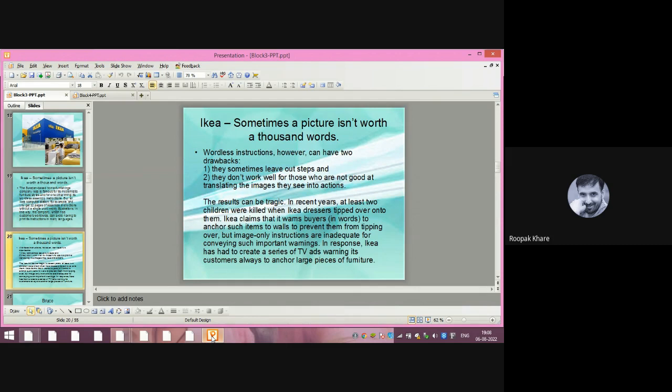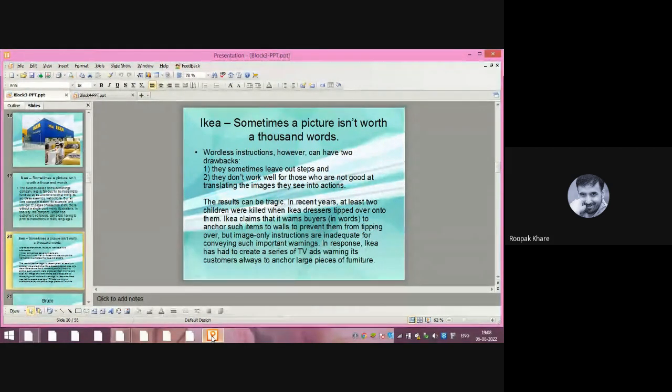In recent years, at least two children were killed when IKEA dressers, so dressing table is called dresser, tipped over onto them. The dressing table fell over some children, and two children got killed in similar incidents, separate incidents, right? IKEA claims that it wants buyers to anchor such items to walls to prevent them from tipping over. So IKEA said that they had given instructions in the form of pictures which said that you should tie or hang these items with the wall, attach them with the wall, anchor them there, right?